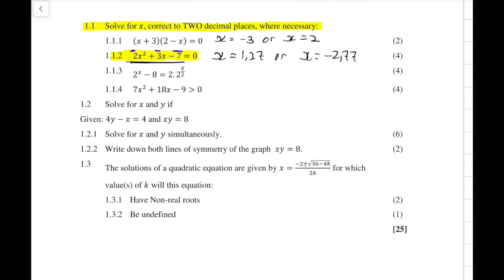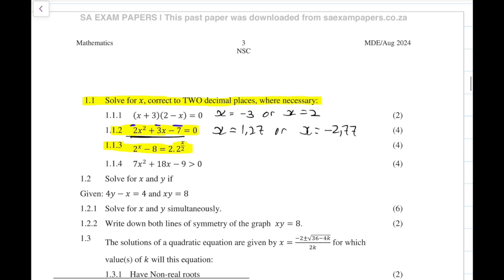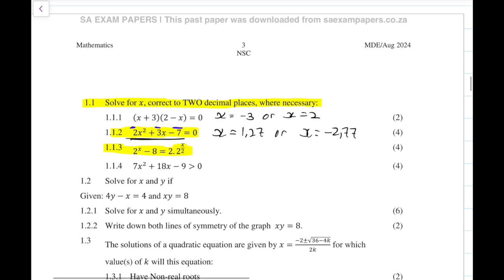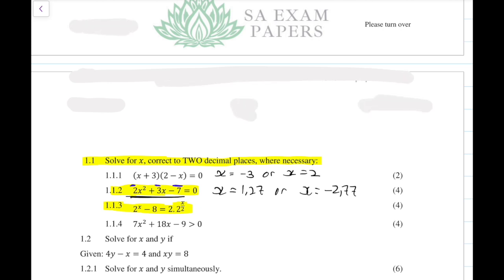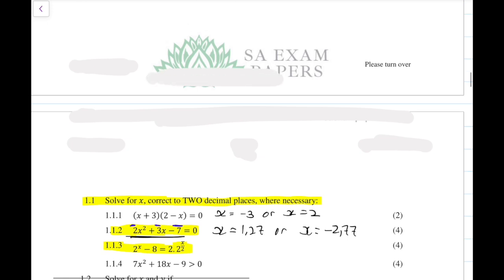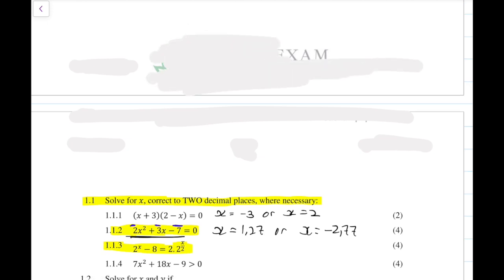Now, 1.1.3, they give us 2 to the power of x minus 8. Oh, that's already looking like a good question. Let's go and see what we can do with that. We can use all of the space at the top here. Right, so 1.1.3, we have 2 to the power of x minus 8 is equal to 2 times 2 to the power of x over 2.